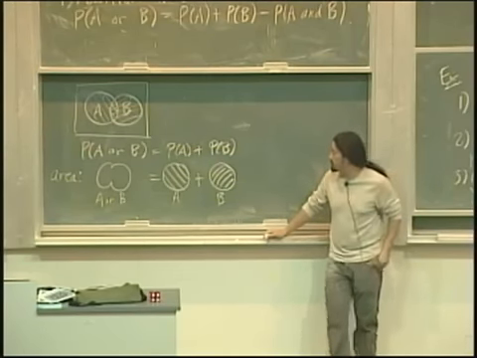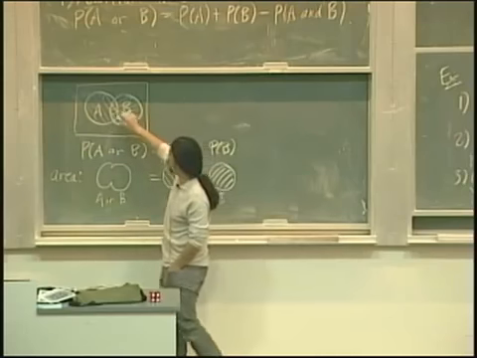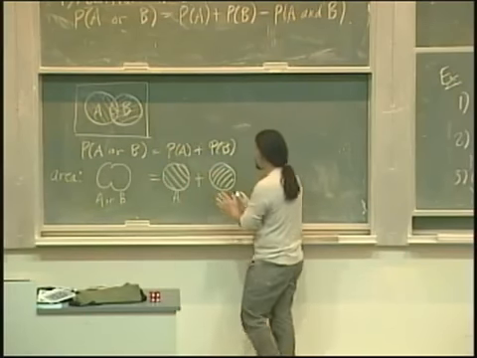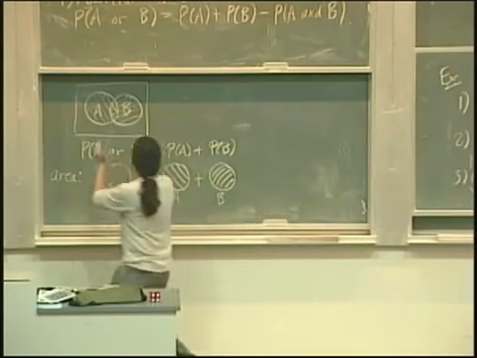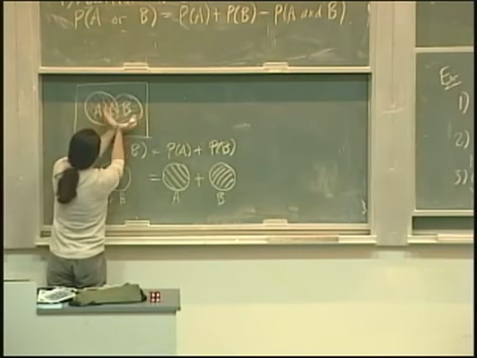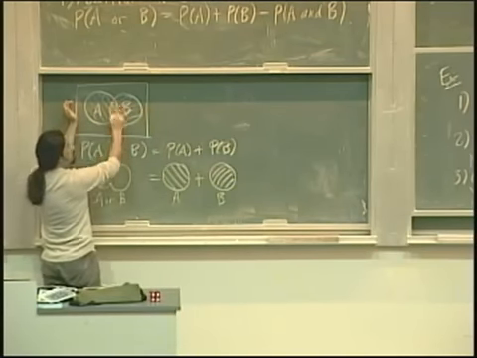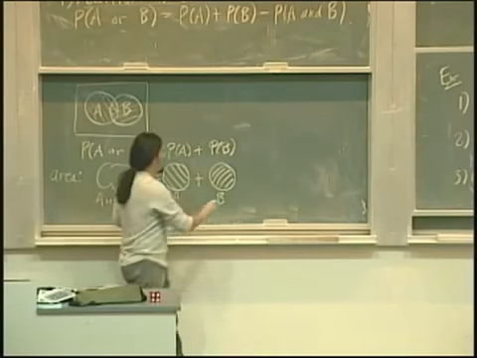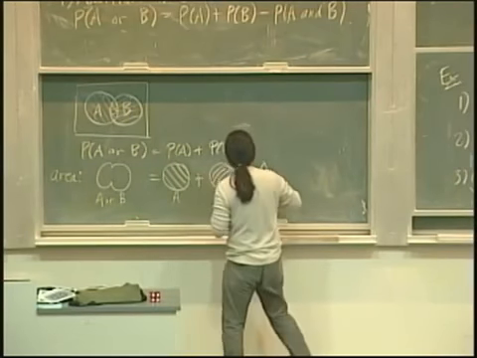Yeah, good. This counts the overlap part in the middle twice. If I just add these two together, that's too much. Right? The area of this circle plus the area of this circle includes this area in the middle twice. So I need to subtract it. And I'm only subtracting it once.